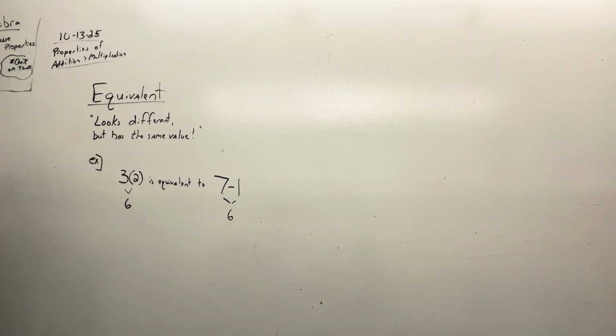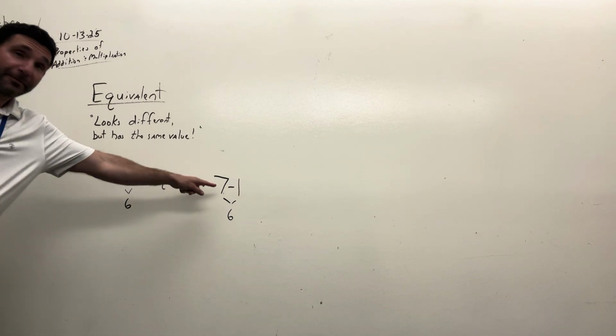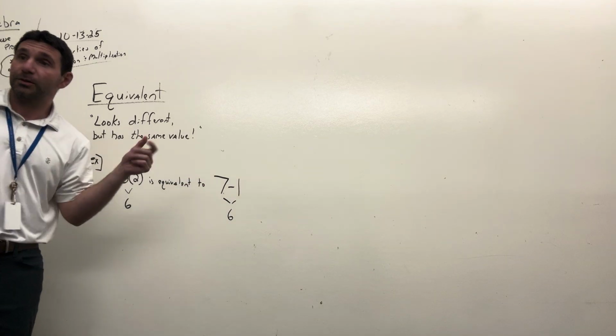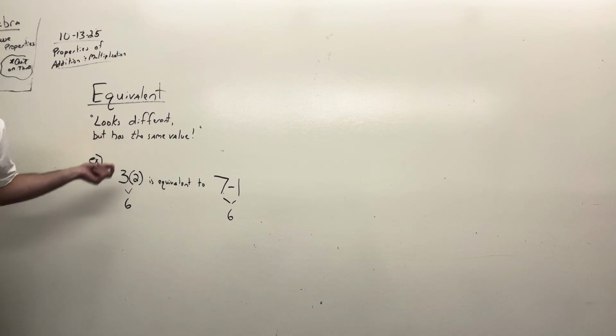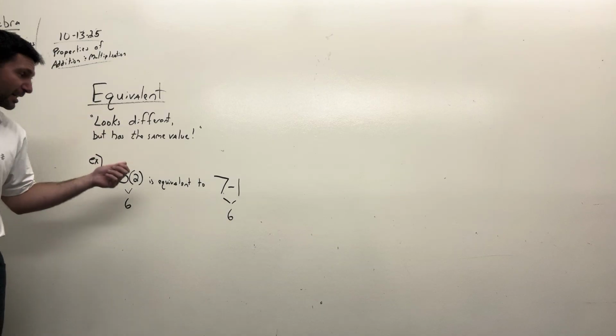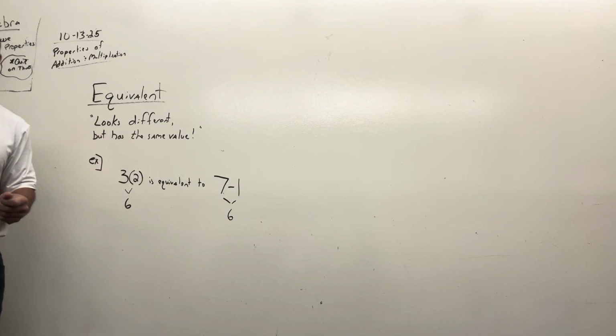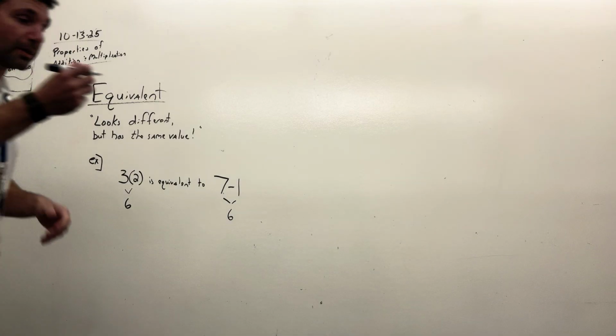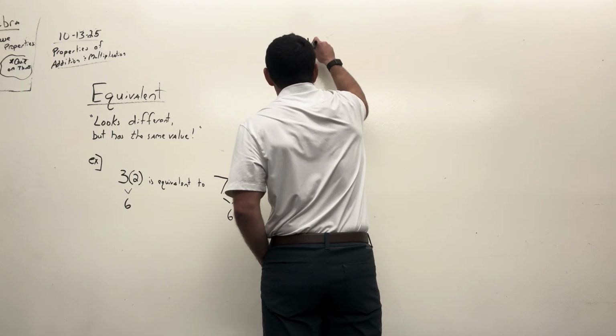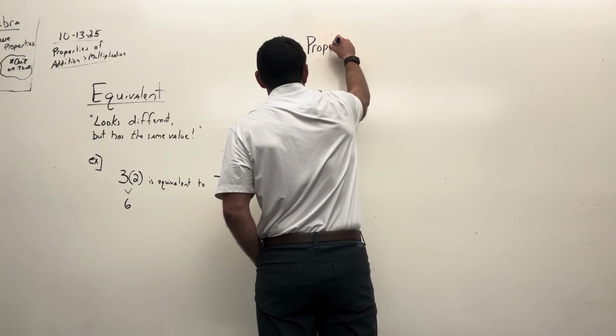We will get into tougher equivalent expressions, but that's pretty easy to understand. They have the same value. They are equal. 3 times 2 is equal to 7 minus 1. But when you look at them, we call them equivalent because they look different, but they have the same value. Everybody with me so far? Yes. Okay. So let's start with our properties.